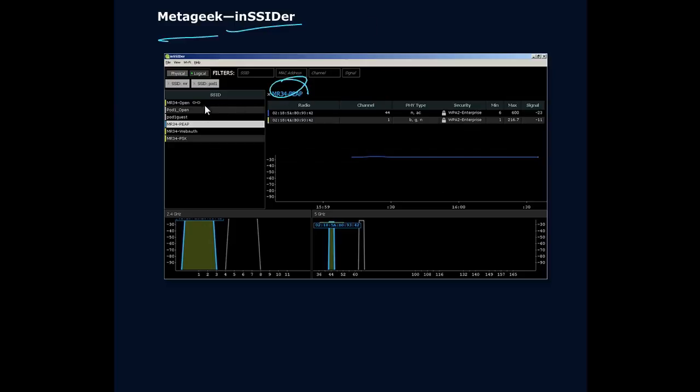So it shows the SSIDs that are currently out there. This is actually scanning all of the channels in the surrounding area. And it's telling me that this is Meraki, this is the radio, these are the channels it's using, these are the types, so N and AC up here for this radio, BG and N for this radio down here. They're both using WPA2 security, the max, our signal, and our min.